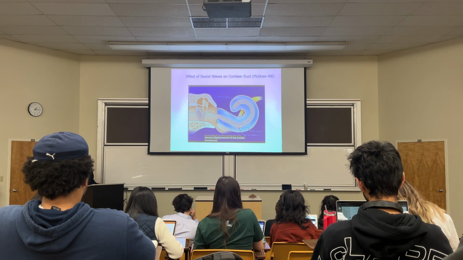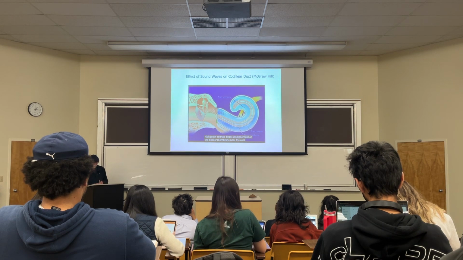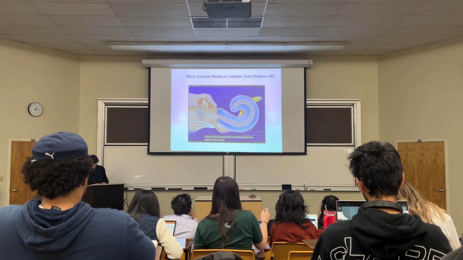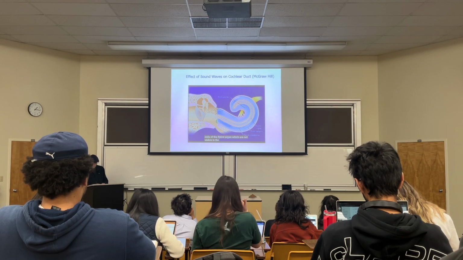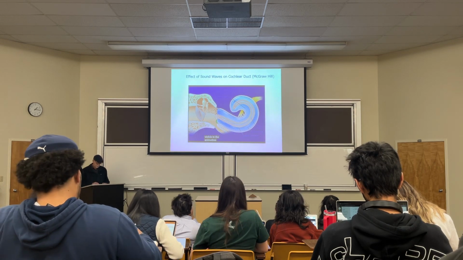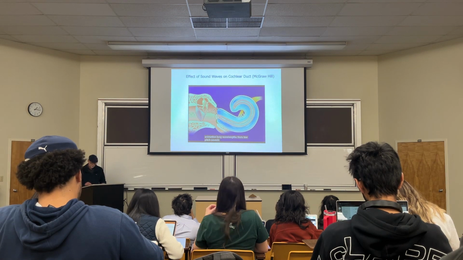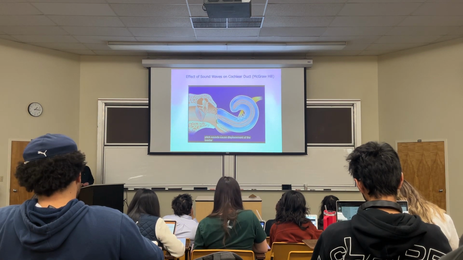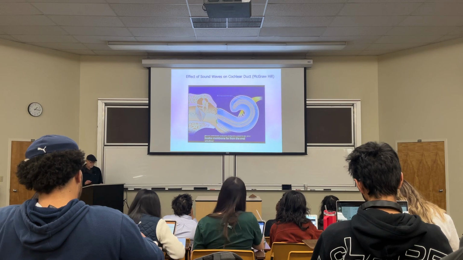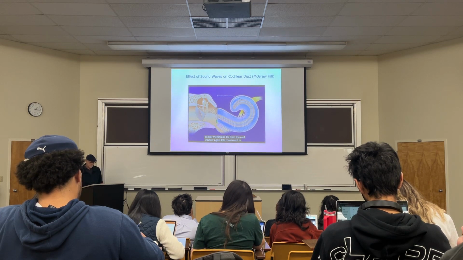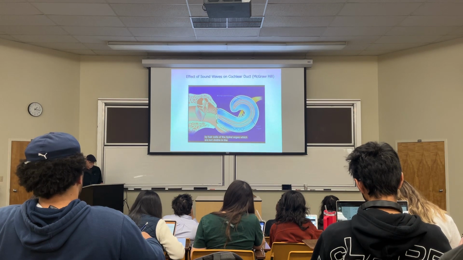basilar membrane. Short wavelengths from high-pitched sounds cause displacement of the basilar membrane near the oval window. This movement is detected by hair cells of the spiral organ, which are not visible in the animation. Long wavelengths from low-pitched sounds cause displacement of the basilar membrane far from the oval window. Again, this movement is detected by hair cells of the spiral organ, which are not visible in the animation.